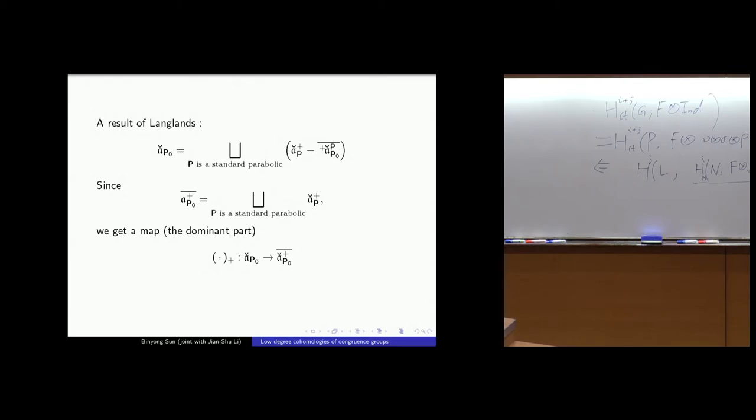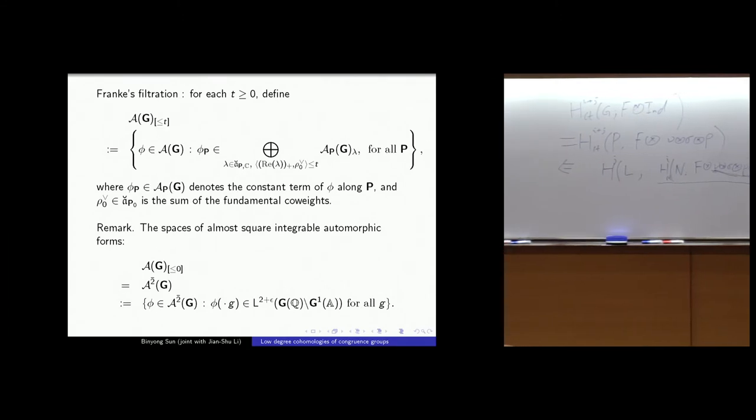This map is important to study the growth of automorphic forms. Here is Franke's filtration. Basically, this is a filtration in terms of growth of automorphic forms. So A(G) less than or equal to T is the space of all automorphic forms phi such that phi_P, the constant term of phi, is in this direct sum. Here the exponent lambda must satisfy this condition: we take the real part of lambda, its dominant part, and the pairing with rho_0 check is less than or equal to T.